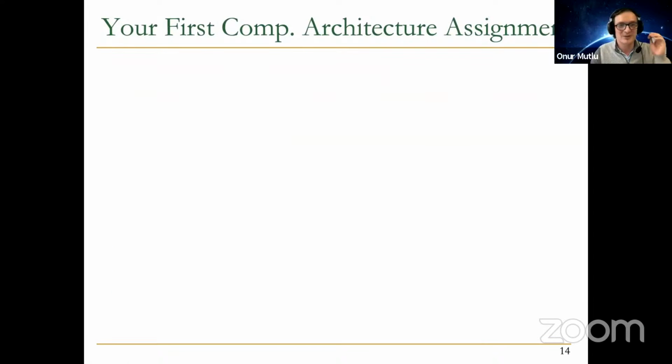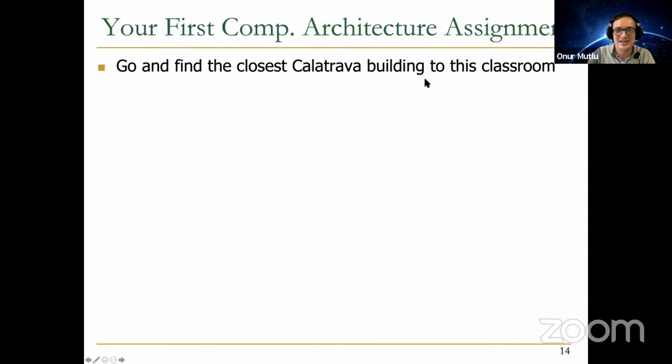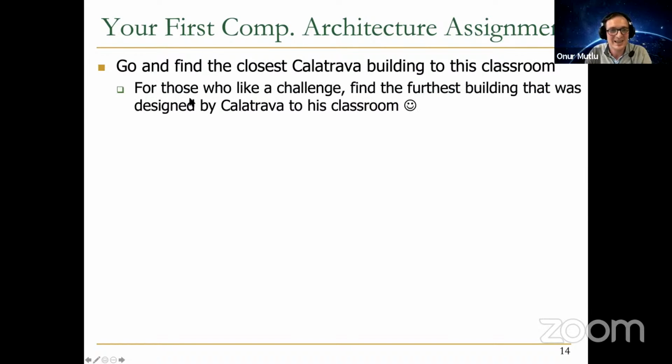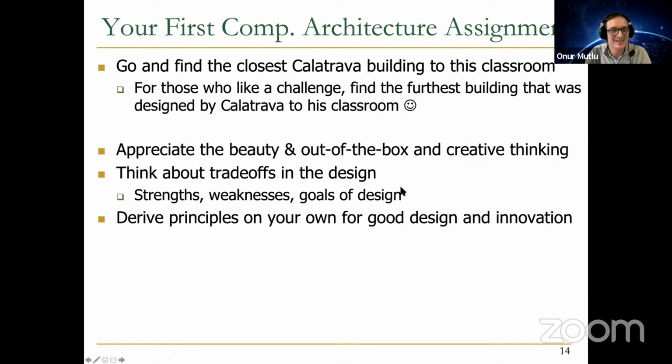And I will say that your first computer architecture assignment is to go visit the closest Calatrava building to this classroom, except it's an online classroom, so you have the option to actually go and visit whatever you find next to you. And if you're in New York, it's going to be something else probably than Bahnhof Stadelhofen. And for those who like a challenge, you can actually find the furthest building that was designed by Calatrava to this classroom or to wherever you are. That should be this, by the way, not his.